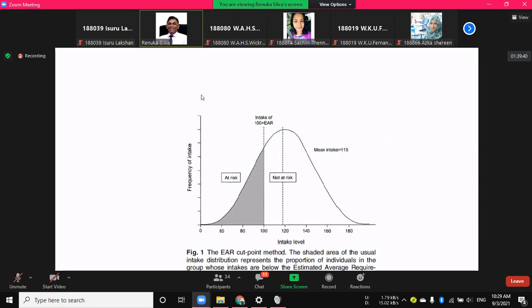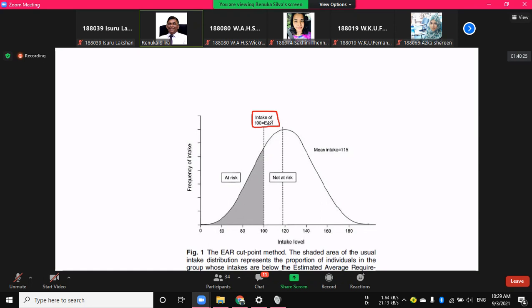So I explain. First, when you see a graph, look at the x-axis and the y-axis. Y is frequency of intake and the x is intake levels of a particular nutrient. 0, 60, 80, 100. These are not standard deviations. These are just the intake levels, micrograms or milligrams or something. Now this is the mean value. Right. So this is the EAR value. This is a little bit skewed one.